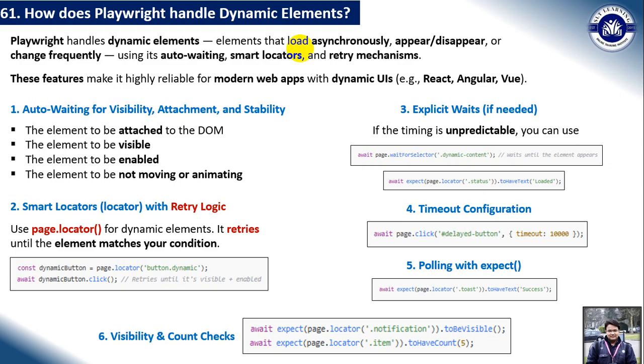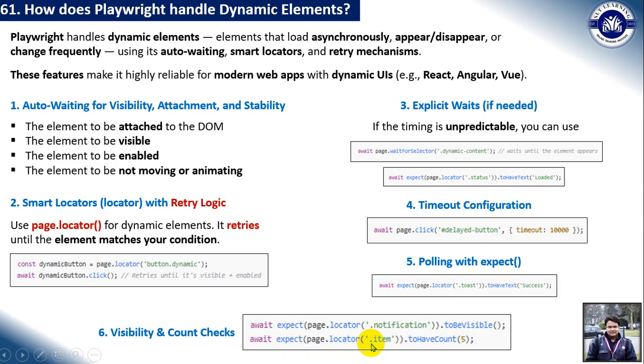Then we can wait for visibility and count checks. We can make sure the number of notifications is visible, or the number of items. So over here we are checking the number of items: if the locator for class .item has a total count of 5, then perform the next action.